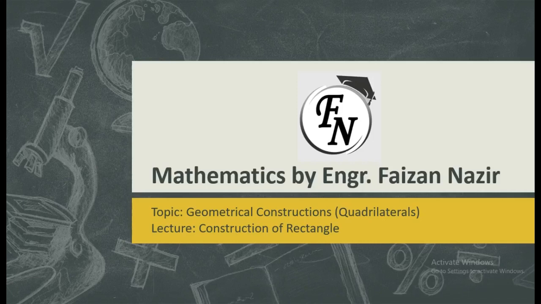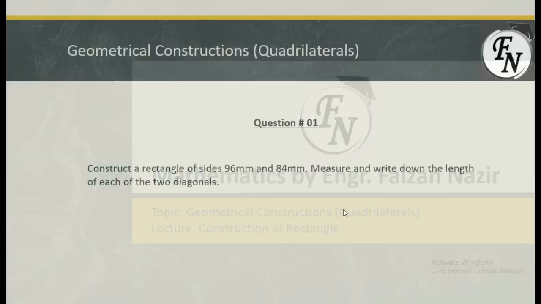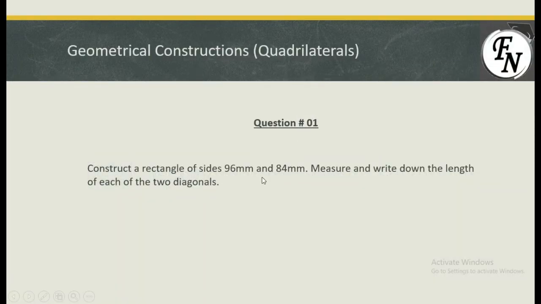With the continuation of my topic, that is geometrical construction of quadrilaterals, today we will be going to construct a rectangle. So let's begin. I have a question here: construct a rectangle of sides 96 millimeters, 84 millimeters, measure and write down the length of each of the two diagonals.